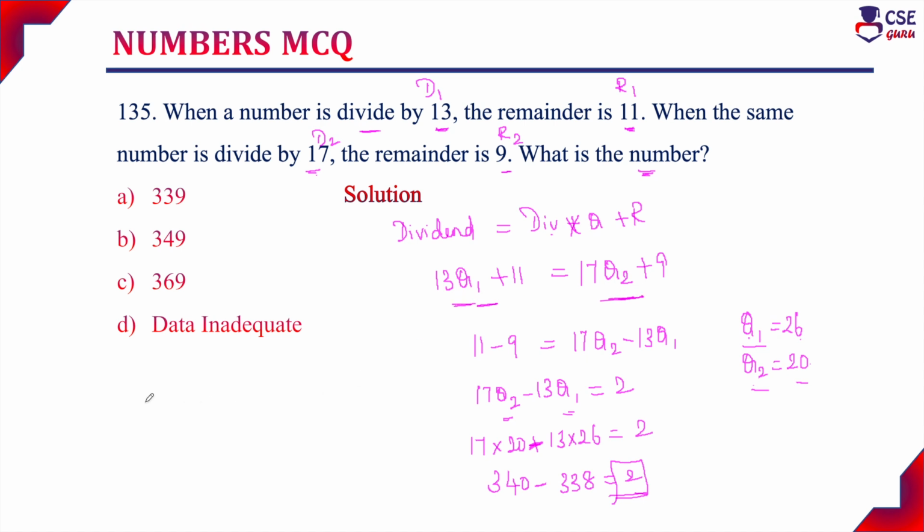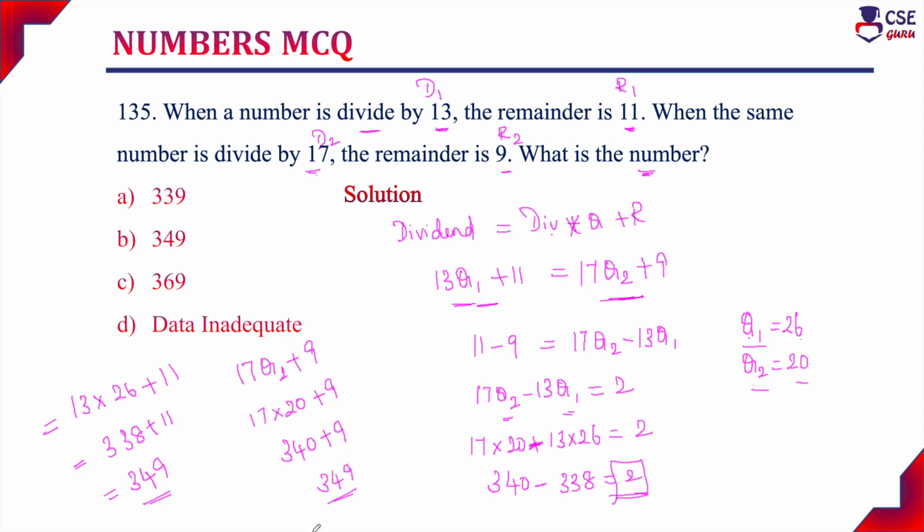Okay. So if you implement these q1 and q2 values in these two equations, obviously we will get the dividend. So 13 into q1 value 26, plus 11. 13 into 26 is 338, plus 11, in the sense 349. So the dividend value is 349. In this case also, 17 into q2 plus 9. So 17 into q2 value 20, plus 9. That is 340 plus 9. We will get 349. Okay. So in both cases we are getting the dividend value 349. So the correct answer is option B, 349.